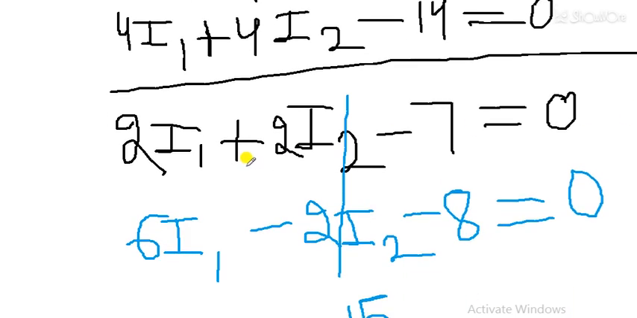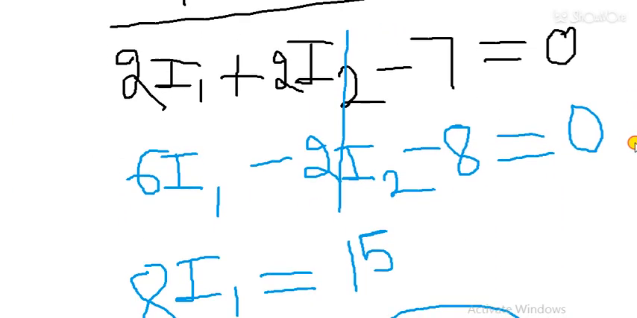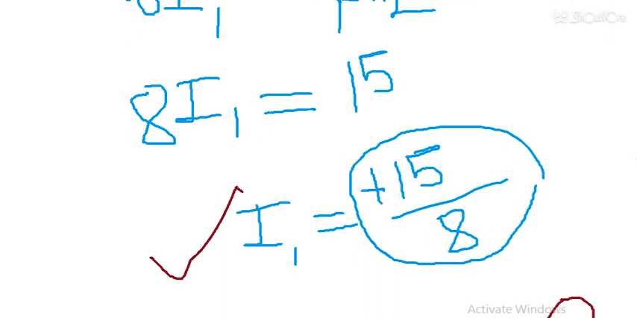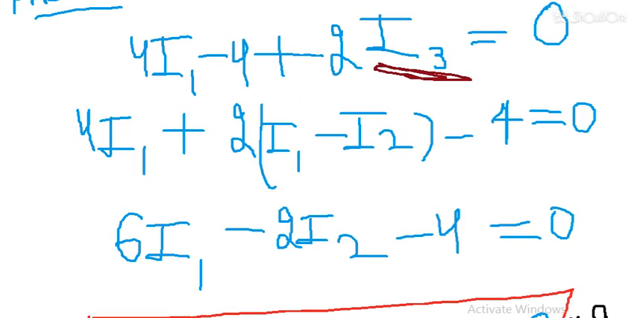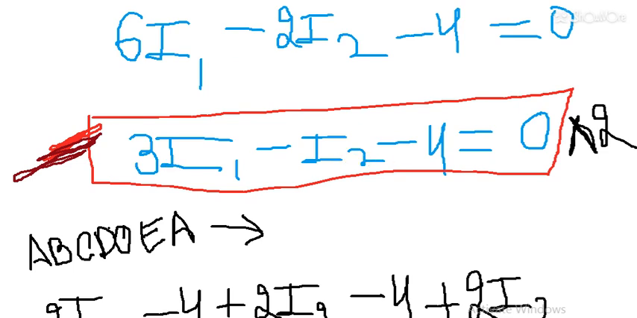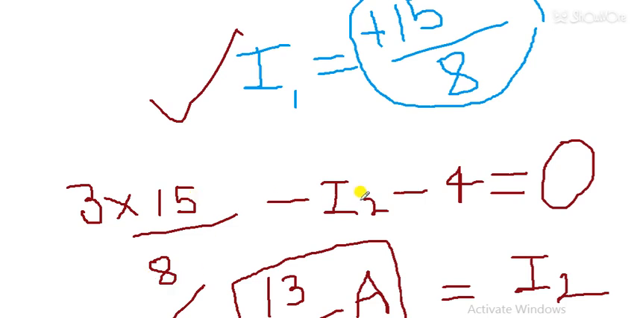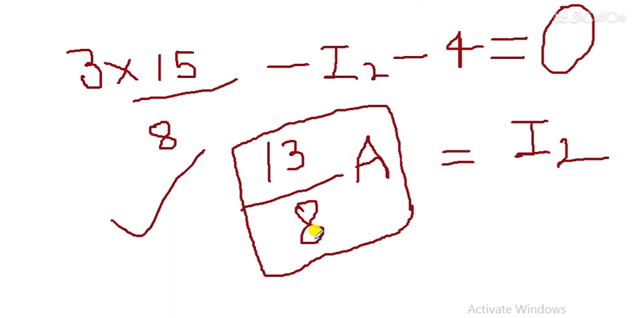Taking 2 common, 2I1 plus 2I2 minus 7 equal to 0. Now I have to multiply this with 2 so that I2 gets cancelled out. After multiplying it with 2, I will add it in this equation. So you can see it I2 gets cancelled out and our I1 value is 15 by 8. Now I have put the value of this I1 in this equation, 3I1 minus I2. So you can see 3I1, I1's value is 15 by 8 minus I2 minus 4 equal to 0. Then I have calculated I2, I2 comes out to be 13 by 8.